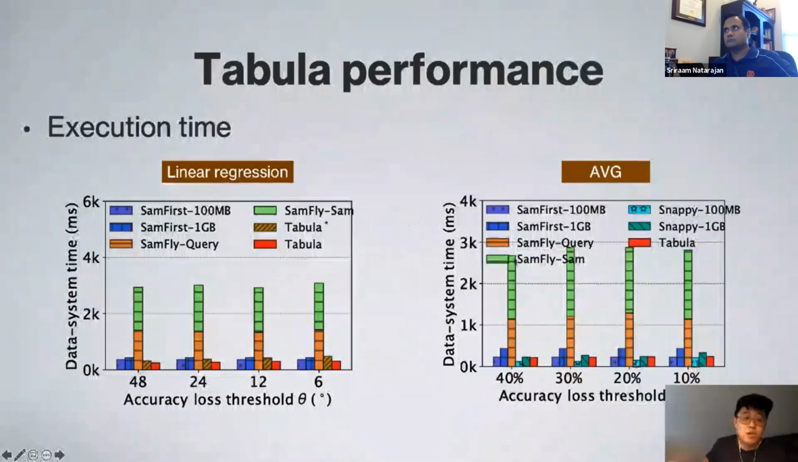Here, we also show the execution time for some other applications in Tabula. We show the execution time for linear regression and the execution time for the average application. As you can see from these two figures, Tabula has execution time around 100 milliseconds up to 300 milliseconds in both applications.